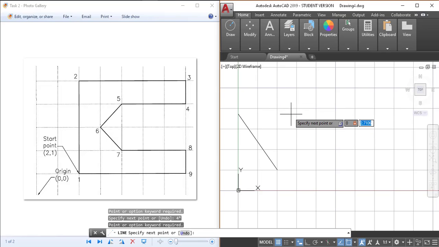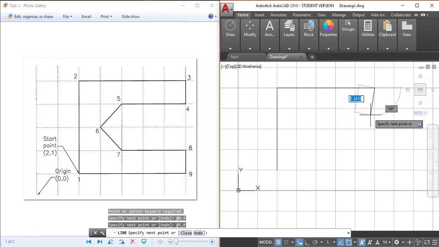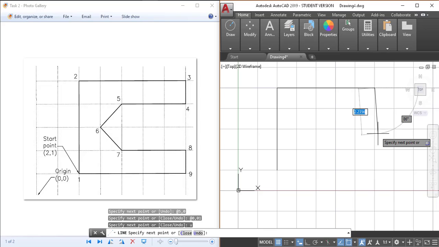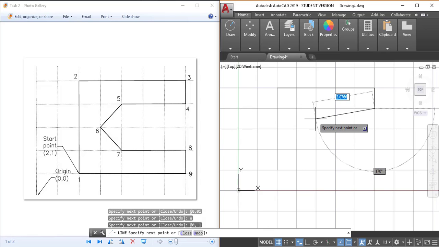For point 3 we have to move only 1 2 3 4 5 units in x-axis. So 5 comma 0. For point 4 we just have to move -1 units in y-axis. So the coordinates will be 0, -1. We just have to undo because there's something wrong. So the coordinates will be 0, -1. Okay. For point 5 we have to move 1, 2, 3 boxes in negative x direction and 0 boxes in y-axis. So the coordinates will be -3, 0.